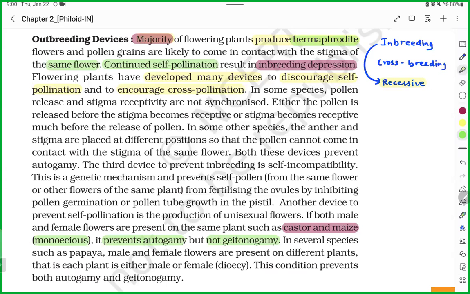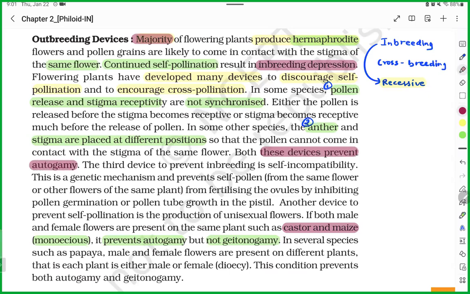First method is that pollen release and stigma receptivity are not synchronized. They are not happening exactly at the same time. Even though both are present in the same flower, they are still not synchronized. Either pollen is released before or the stigma becomes receptive before. Second, anther and stigma are placed at different positions, so they do not come in contact within the same flower. These are the different methods.